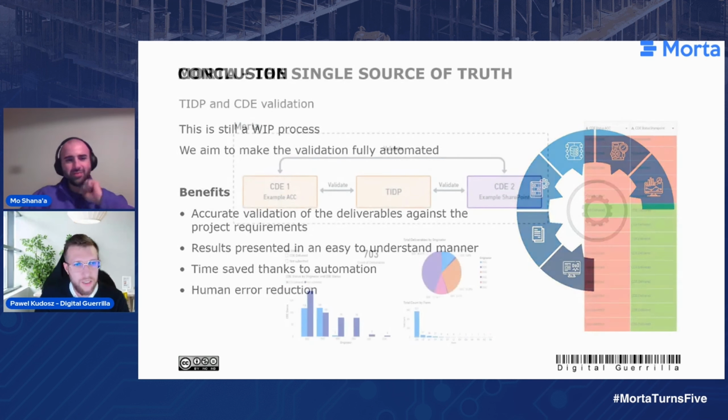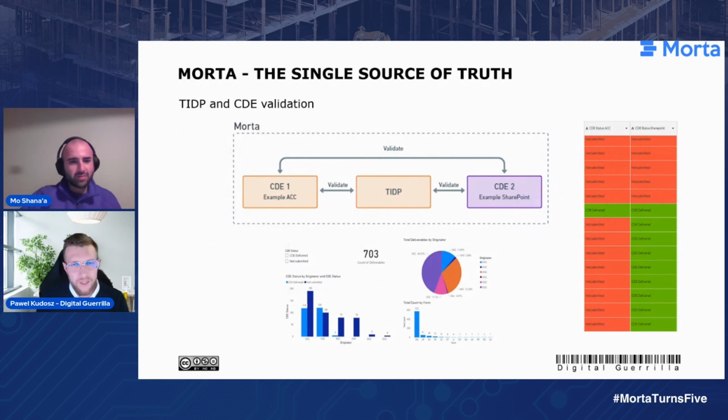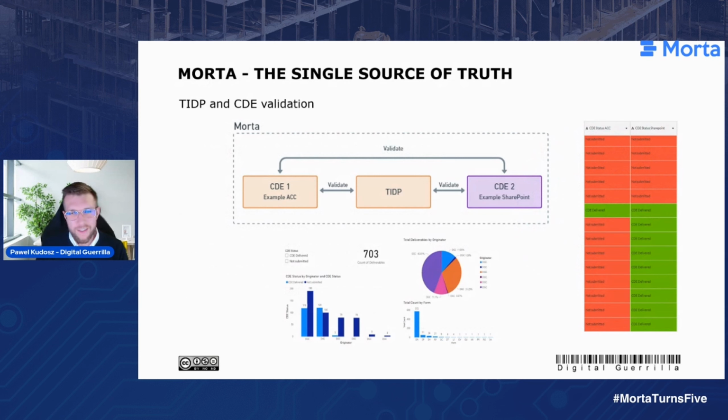And just as an extra point, we have obviously Morta as the single source of truth, and what we have been working on in the background is our TIDP and CDE validation. So I appreciate it was already mentioned about TIDP trackers in the previous presentations, but what we also do is validate them against the CDEs. So we have connected them to, for example, 2 CDEs, and we can simply validate what has been listed in the TIDP but never uploaded to the CDE and vice versa.